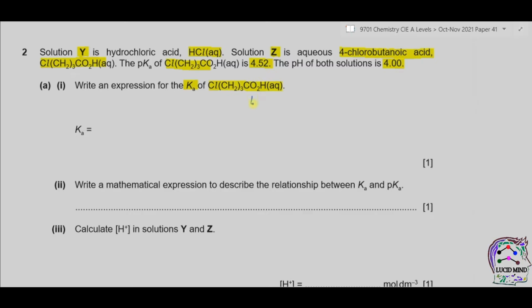Let's see how it ionizes. We have Cl(CH2)3COOH. As it is a weak acid, it will ionize within equilibrium. We have H positive ions which are formed, and we also have the negative part.